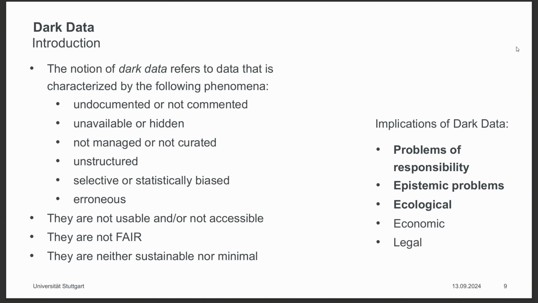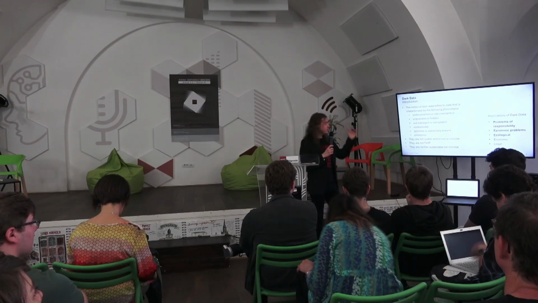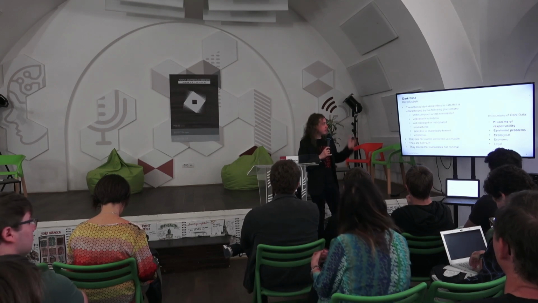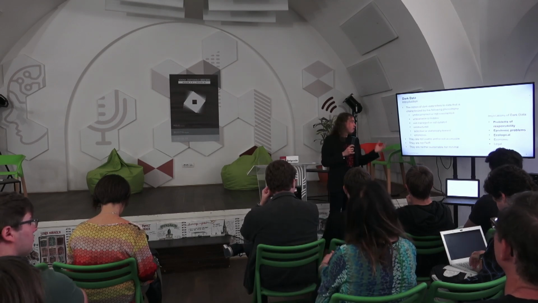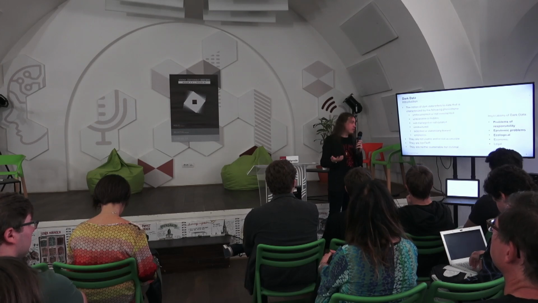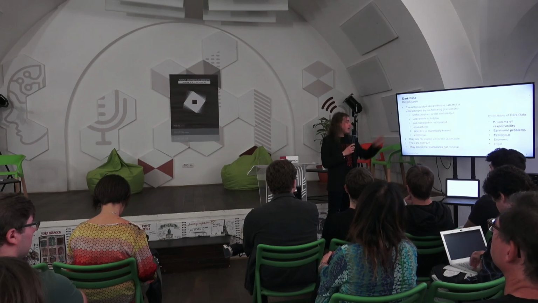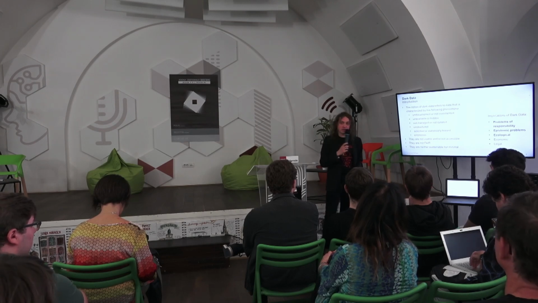So in principle, dark data is all the data that is not usable and or not accessible, and it is not FAIR. I don't know who of you have heard about the FAIR principles. I come to that later. And of course, dark data is usually neither sustainable nor minimal. These phenomena have certain implications, especially on responsibility, then epistemic problems, ecological problems, economic problems, and legal problems. I will mainly focus on the first three of them.